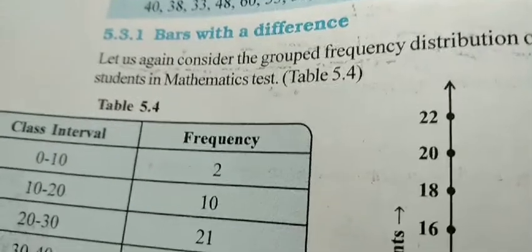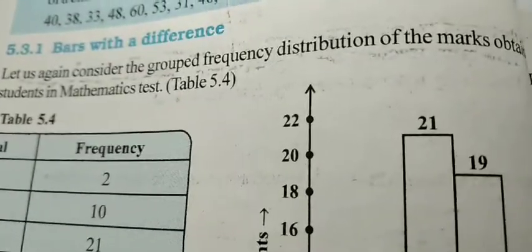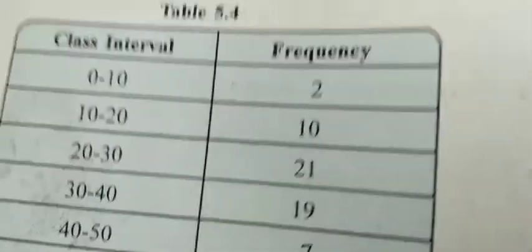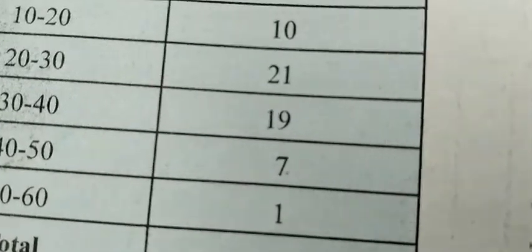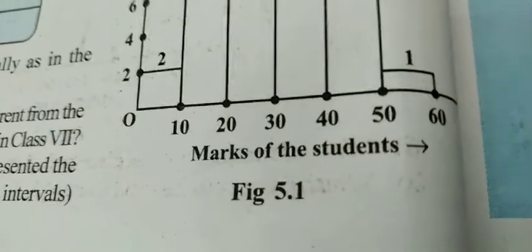That is, this shows the marks obtained by students in mathematics, right? And 2, 10, 21 are the number of students, right? So, how is it graphically displayed? You see the graph displayed here, figure 5.1.